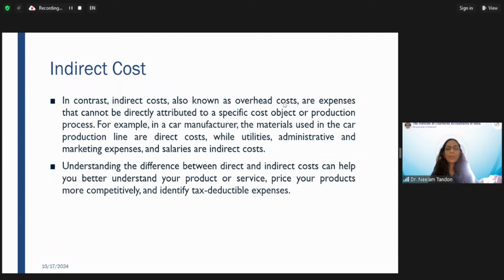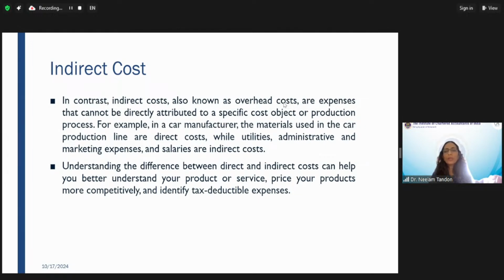So in the production line, whatever cost you incur when you are making a car, that is a direct cost, isn't it? For example, you say that for the production of the car you have to go for some pamphlets, and these pamphlets will be distributed to people to make them understand that we are coming out with new features in our car.